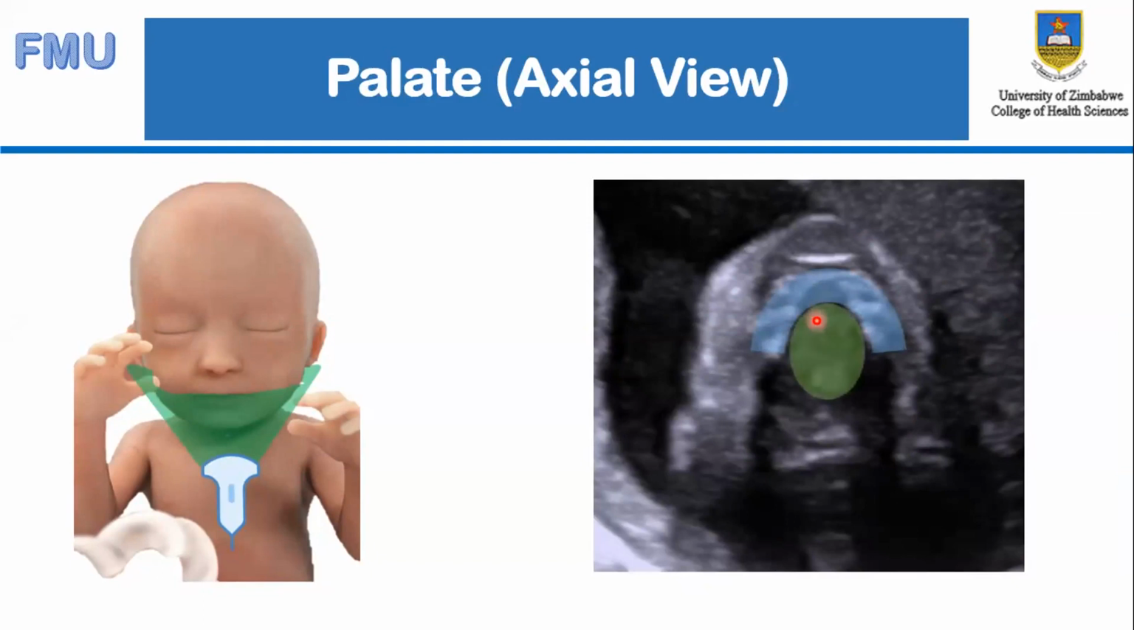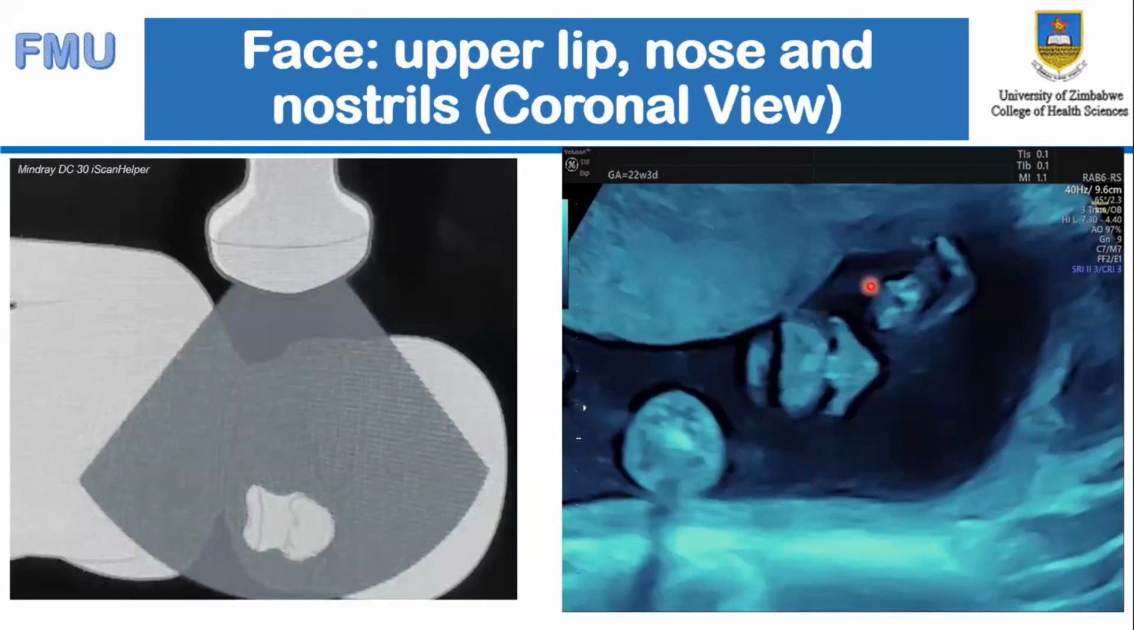Then we move our probe into the coronal plane now. So for the coronal plane, we want to assess the fetal nose, and we also want to assess the fetal lips. So to rule out cleft lip, this is the image that we want. So after that, we are done assessing the fetal head, and we are also done assessing the fetal face. Then move on to the fetal heart.